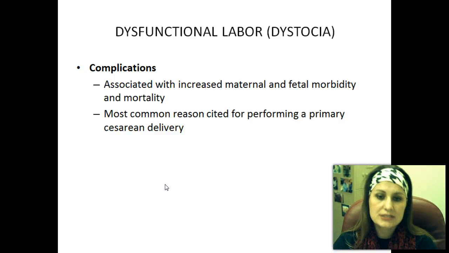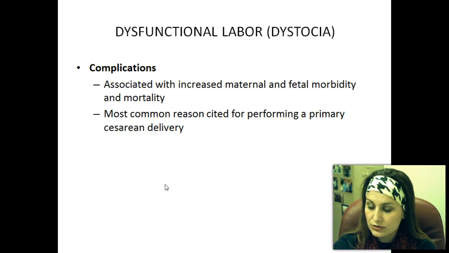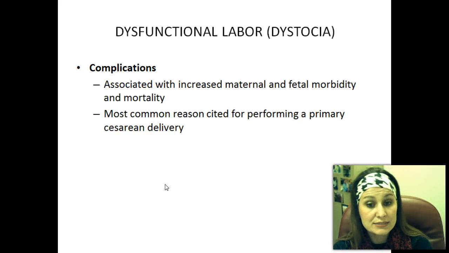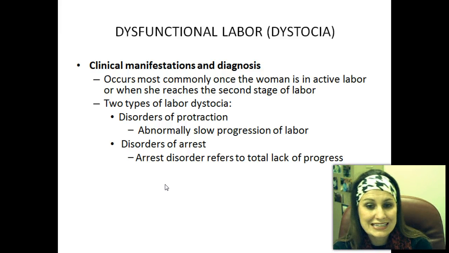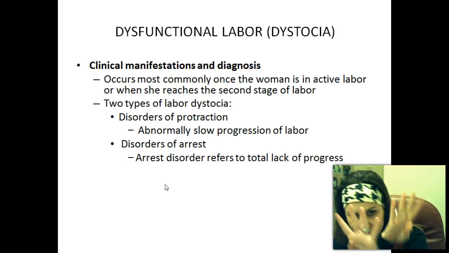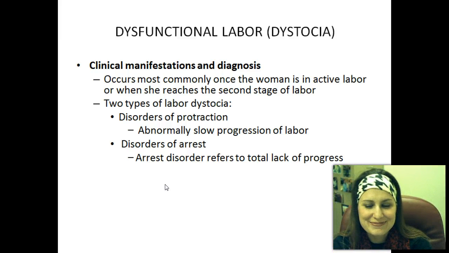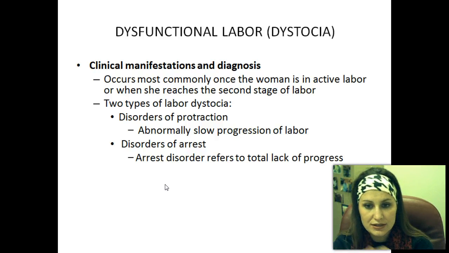So some complications. Oftentimes dystocia is associated with increased maternal and fetal morbidity or mortality. It's the most commonly cited reason for performing a primary C-section. Clinical manifestations and diagnosis commonly occur once the woman is in active labor. So remember, active labor is that 4 to 8 stage of labor. And it can also occur in the 2nd stage of labor, which again is complete dilation.